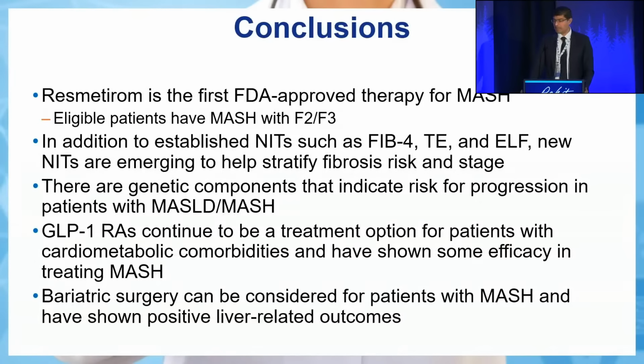Bariatric surgery can be considered for patients who have significant comorbidities such as severe obesity, type 2 diabetes, and MASH that are non-cirrhotic, in my opinion. But in my practice, that's really for patients with extreme body mass index of, say, 50 or 45 kilograms per meter squared or higher.